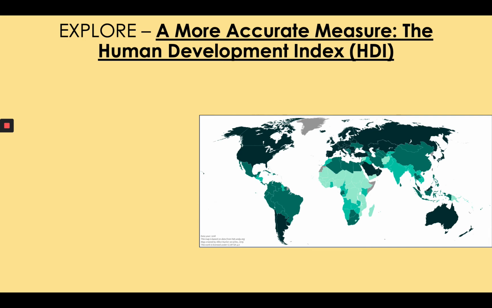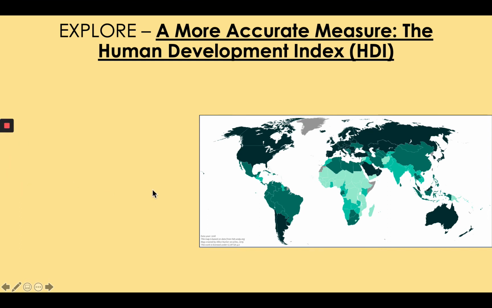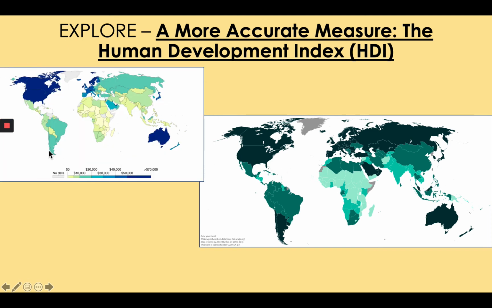For example, if we just use money, we would think that the United States of America is just as developed as Norway. They have the same GDP per capita, or very similar, but in fact Norway has a higher life expectancy and a higher literacy rate than the United States of America. As a result, the HDI score in Norway is higher than the HDI score in the USA, because development is more than just money. Here's the pattern for GDP per capita.